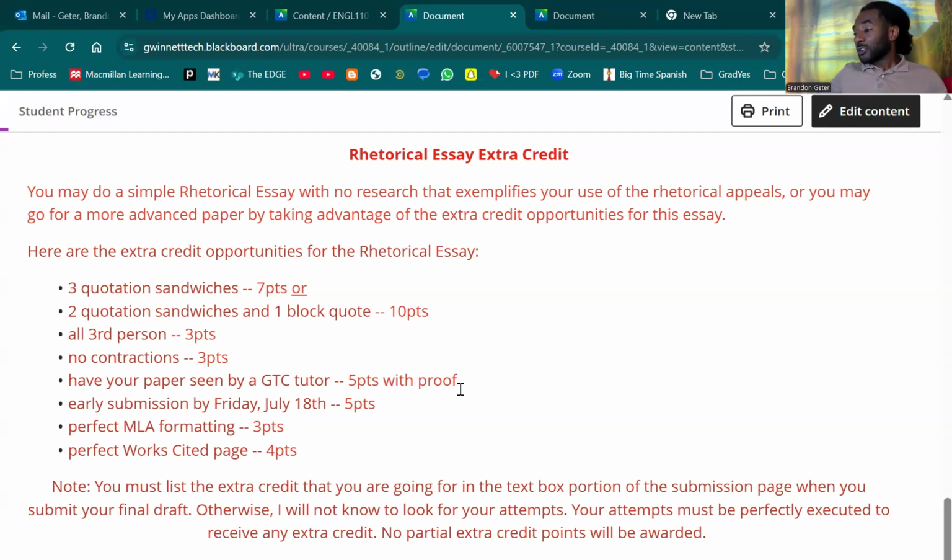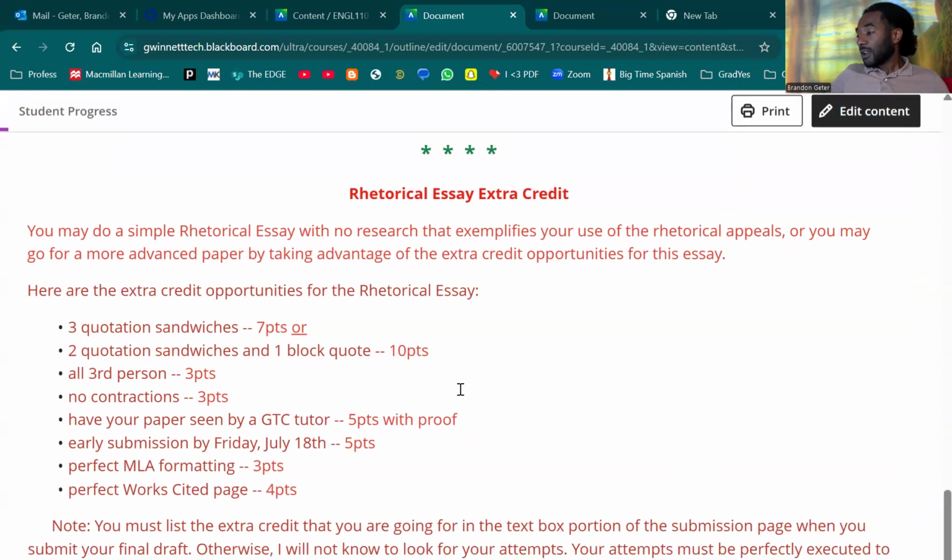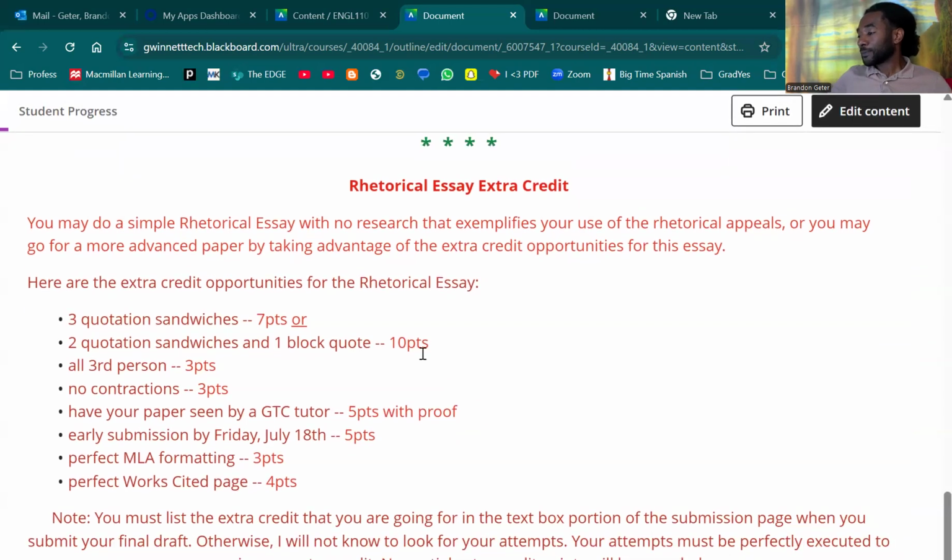So here is the extra credit deal. You may do a simple rhetorical essay with no research that exemplifies your use of the rhetorical appeals, or you may go for a more advanced paper by taking advantage of the extra credit opportunities for this essay. This means that if you messed up on the critical essay, and let's say that your quotation sandwiches were trash, but you know how to do them, or you know that you can do them, take advantage of the quotation sandwiches extra credit here.